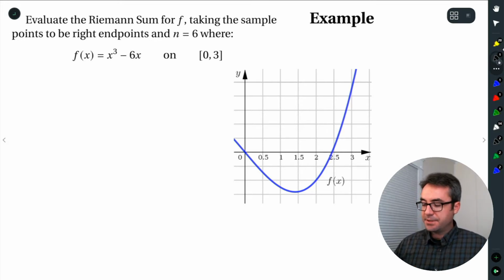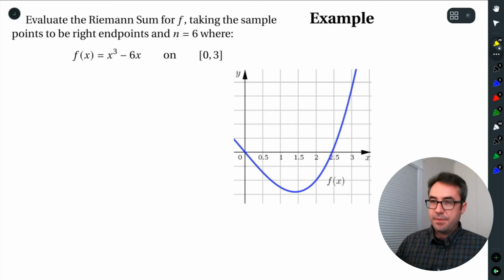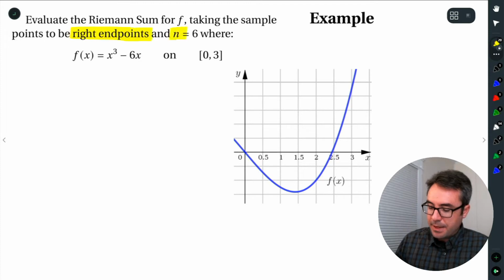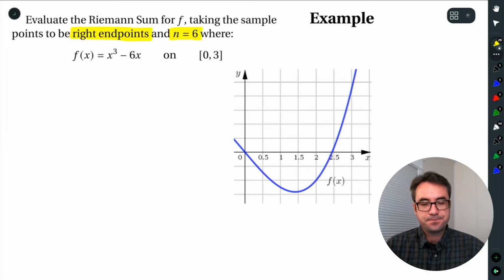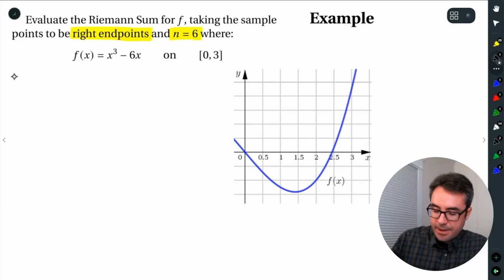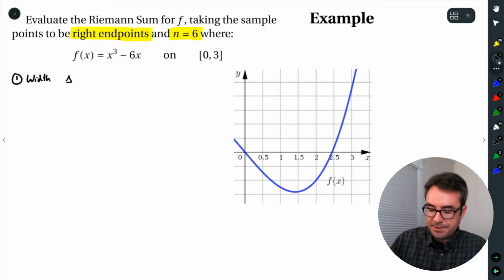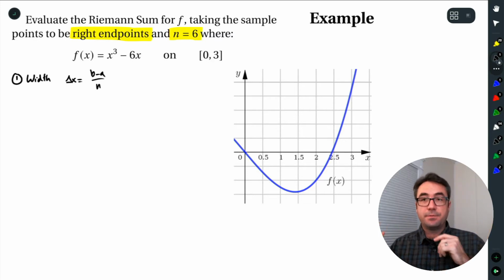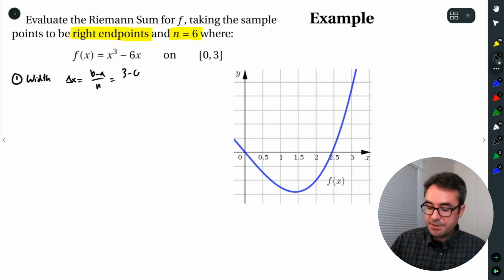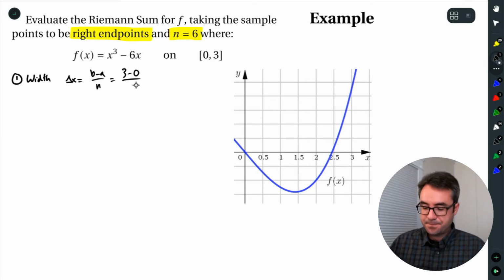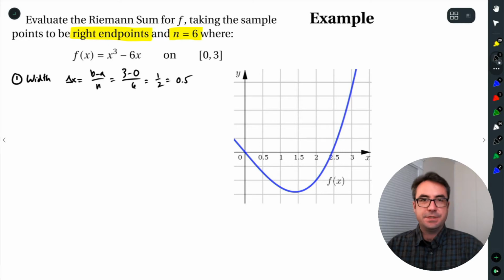So there's a lot of things that are specified here. We have a function, we have an interval, and then we also are told we're going to use right endpoints and 6 subintervals. All right, so the first thing we want to do is get the width for each of our subintervals. So this was delta x. In general, it's b minus a over n. So a and b are the endpoints from our big interval, in this case 0 to 3. So it'll be 3 minus 0, and then n is 6. So 3 over 6 is 1/2. A lot of times it's helpful to use decimals here, so we'll think of this as 0.5.